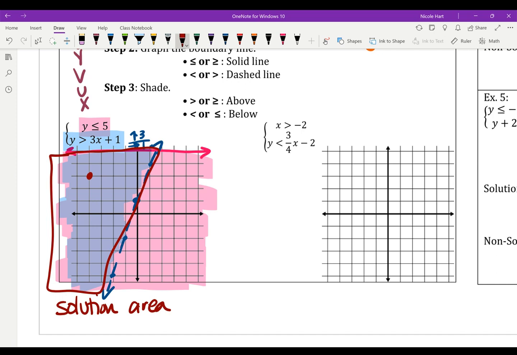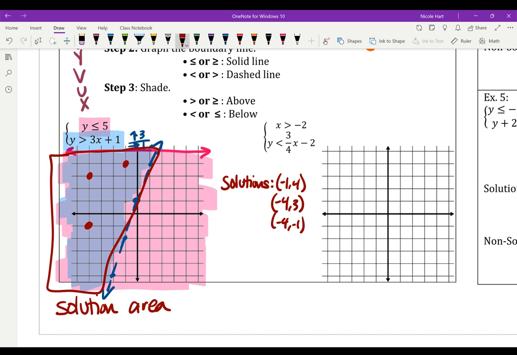So potential solutions include: we've got (2, 3), (4, -1), (4, 4). We have (-4, 3) and (-4, -1).